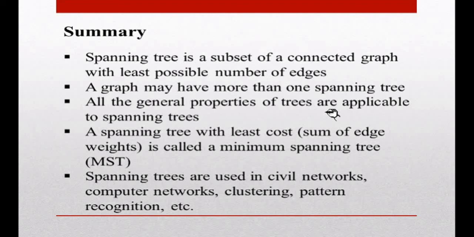There are certain mathematical properties, particularly that the number of spanning trees for a complete graph is n raised to the power of n minus 2. The number of edges that a spanning tree consists of is n minus 1 for a given graph with n vertices, and there are other mathematical properties we've seen. A spanning tree with the least cost is called a minimum spanning tree. Spanning trees are used in civil network planning, computer network routing, clustering, pattern recognition, and certain other areas as well.